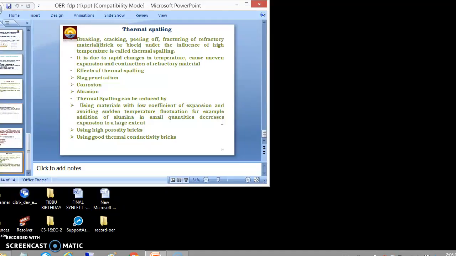How to control or reduce thermal spalling? By using materials with a low coefficient of expansion and avoiding sudden temperature fluctuation. For example, addition of alumina in small quantities decreases expansion to a large extent. Using high porosity bricks, using bricks with good thermal conductivity.